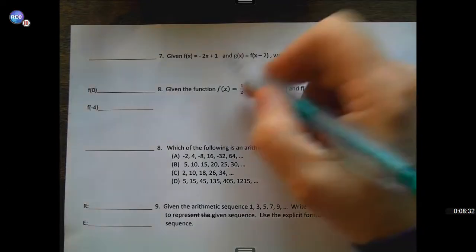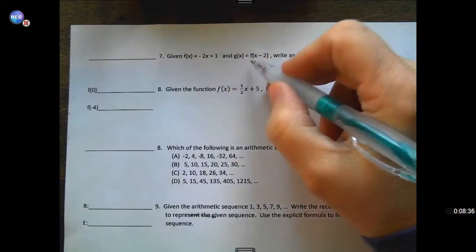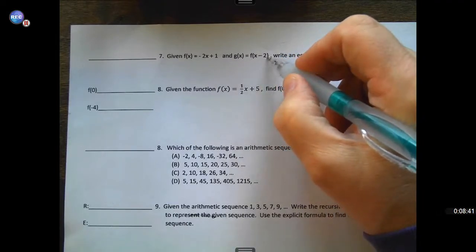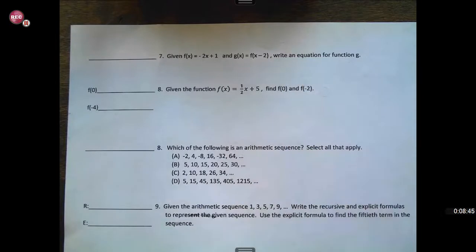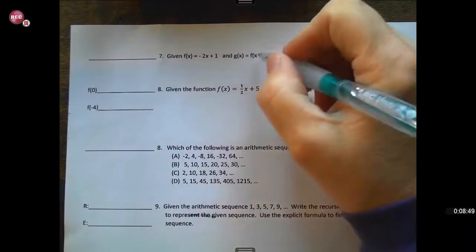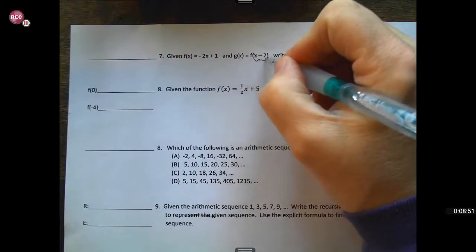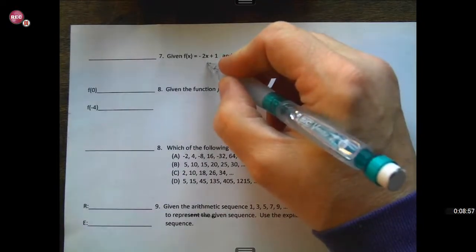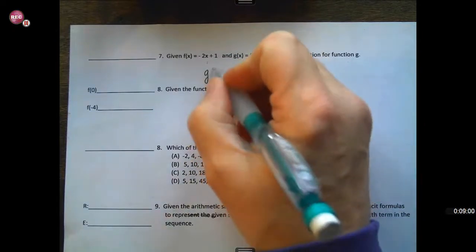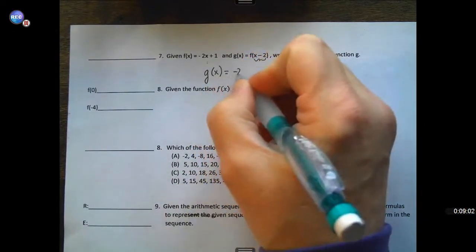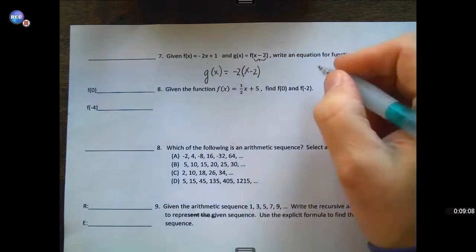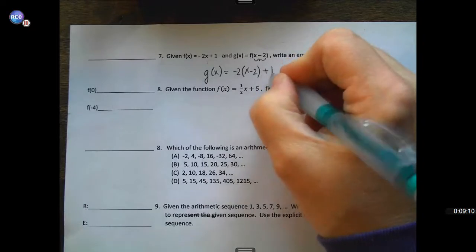All right, f of x equals negative 2x plus 1, and g of x is f of x minus 2. So this is function notation, and what we're assessing here is whether or not you know function notation and how to use it. What this is telling me to do is plug in x minus 2 into f for x. Okay, so that means g of x is going to be negative 2 times the quantity x minus 2, because that's what I'm plugging in for x, and then plus 1.